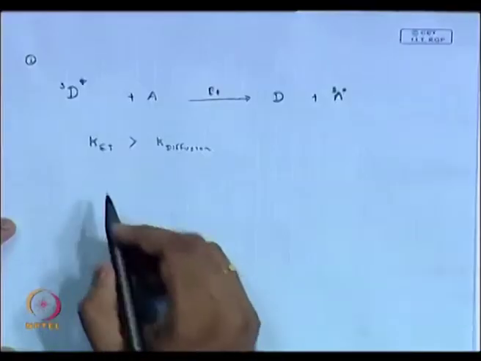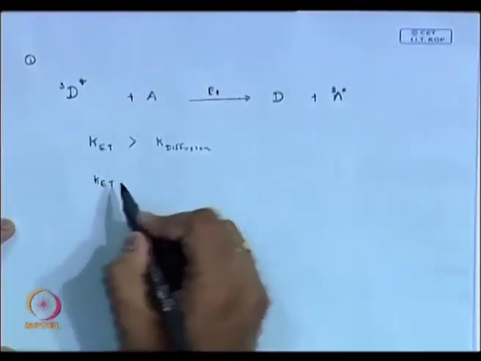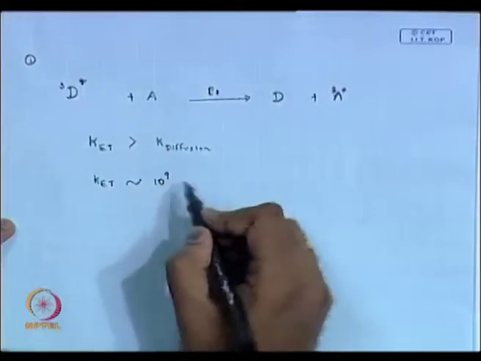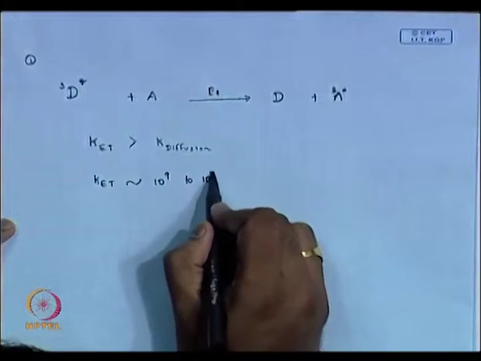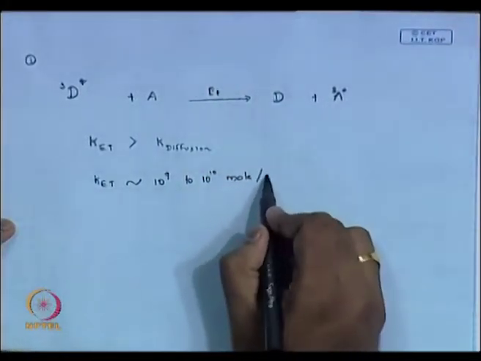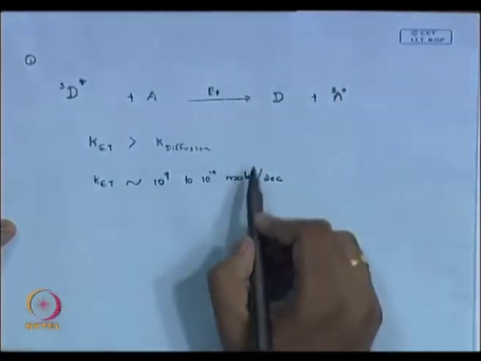Any idea what the rate constant of diffusion is? Normally in any reaction, what is the rate constant for diffusion? How fast is it? Most reactions are controlled by diffusion, because molecules try to diffuse away from each other. The energy transfer is 10 to the power of 9 to 10 to the power of 10 per mole per second most of the time. If you want the numbers, they are approximately 10 to the power of 9 to 10 to the power of 10 mole inverse per second.